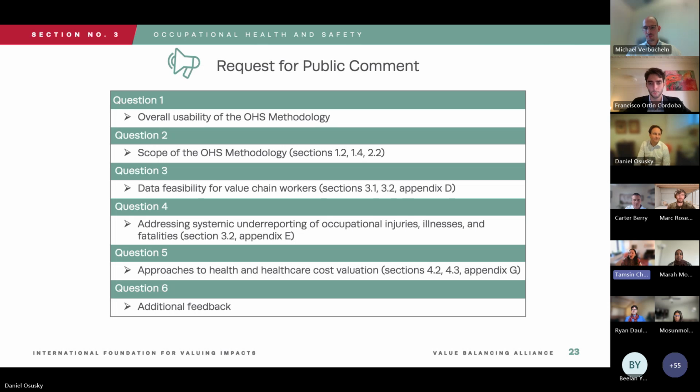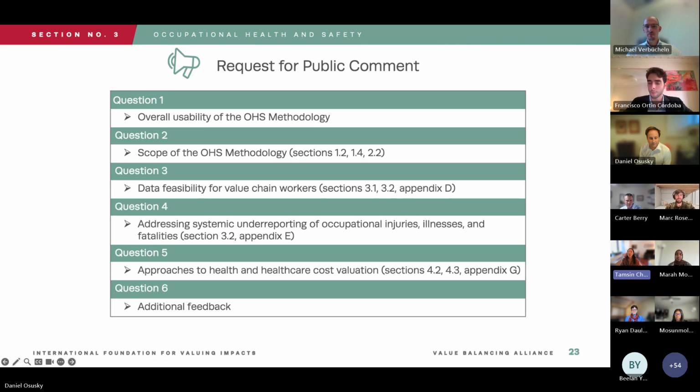Okay. So we've put out a number of questions for public comment. In addition to all of these questions, question 6 is anything else? Anything else that comes to mind as you read the exposure draft, we're incredibly interested in hearing. So question 1, we've asked about the overall usability of the methodology. 2, the scope. As we've covered, the OHS methodology includes healthcare costs and lost wages impacts. Are those sufficient? Are those the most significant impacts for affected stakeholders? 3rd, what I've covered today, data feasibility for value chain workers. Are those modifications sufficient to make the methodology feasible for value chain workers?